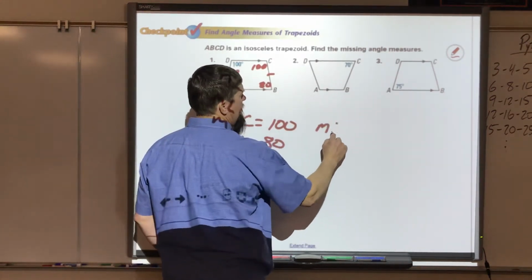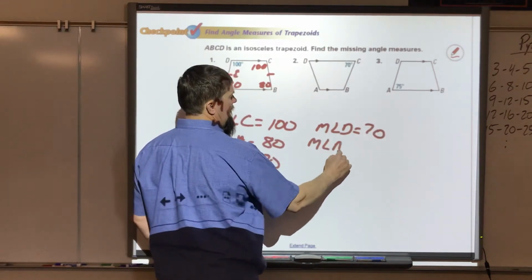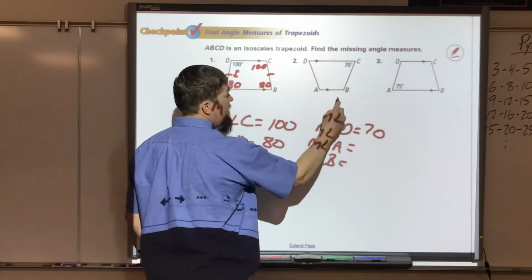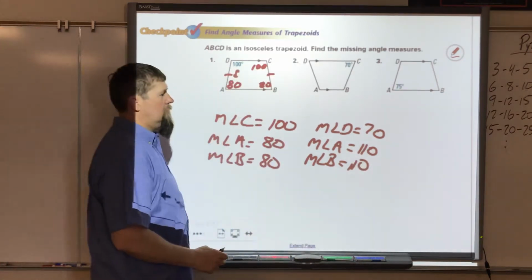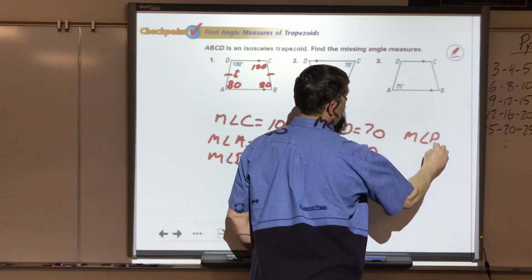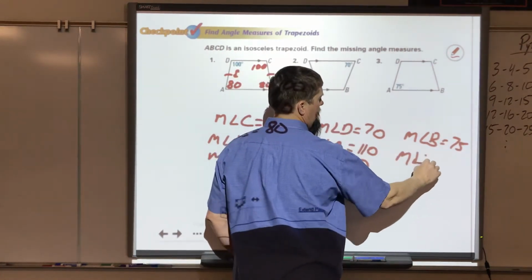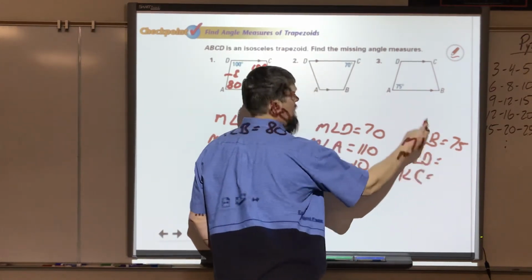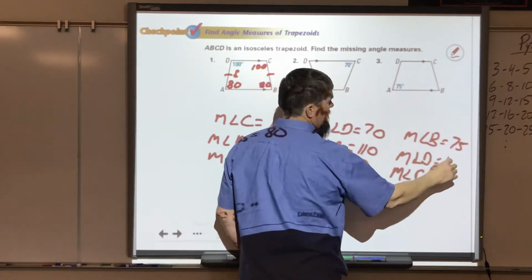The measure of angle D is 70. The measure of angle A and the measure of angle B are the same. They have to be 110. The measure of angle B is 75. The measure of angle D and the measure of angle C have to be the same. They have to add up to 180 here, so this would have to be 105.